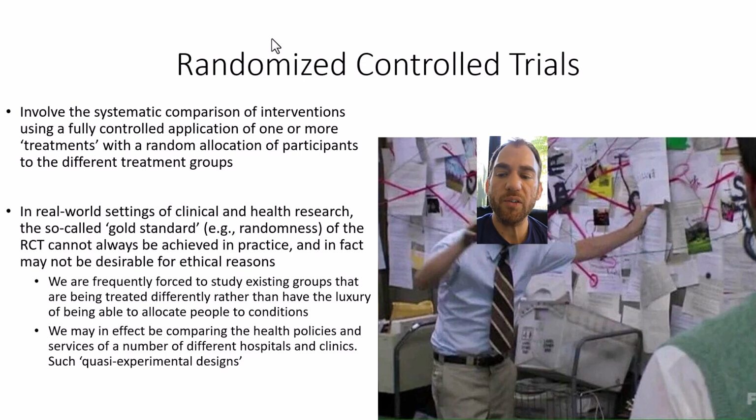Next, randomized controlled trials. They involve the systematic comparison of intervention using a fully controlled application of one or more treatments within a random allocation of participants to the different treatment groups. In real-world settings of clinical and health research, the so-called, quote, gold standard, that is, randomness, of the RCT cannot always be achieved in practice, and in fact may not be desirable for ethical reasons. We are frequently forced to study existing groups that are being treated differently rather than have the luxury of being able to allocate people to conditions. We may in effect be comparing the health policies and services of a number of different health clinics or hospitals. These are referred to as quasi-experimental design.